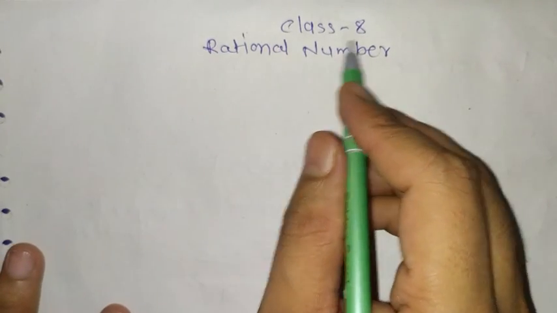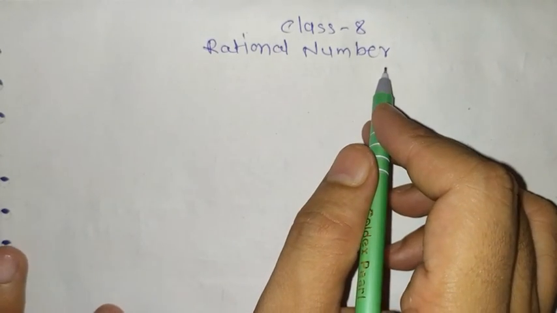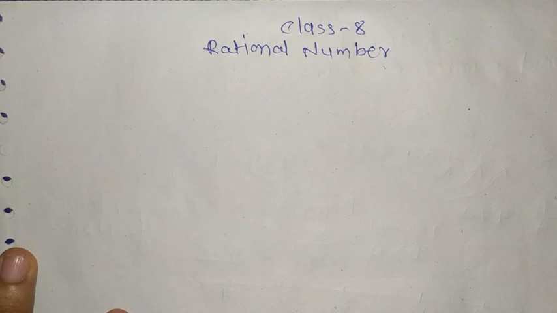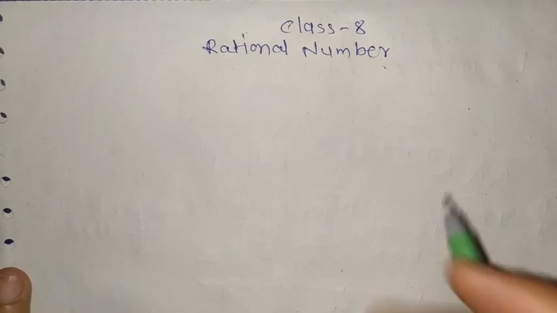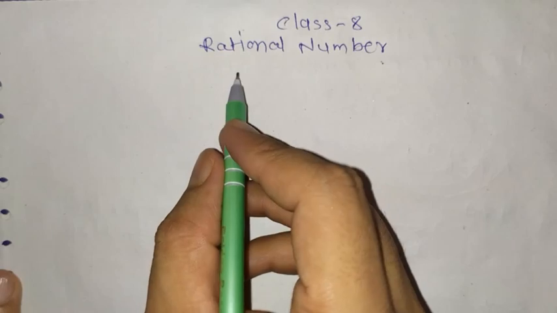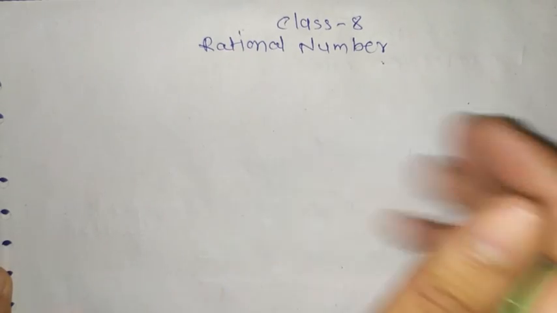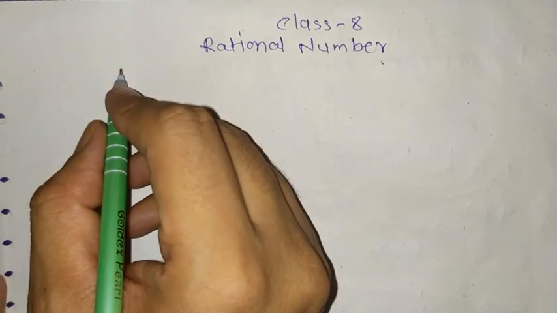Hello dear student, now we are in the class 8 rational number. So in this tutorial we will see the introduction part. In that introduction part we will see how you can plot the rational number on number line, as well as we will find out the rational number between two particular rational numbers. So we will first see how you can plot the particular rational number on number line.